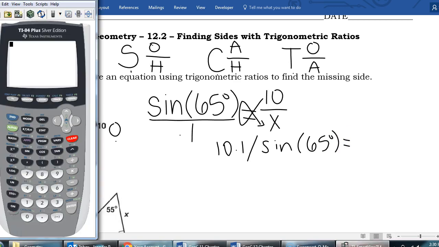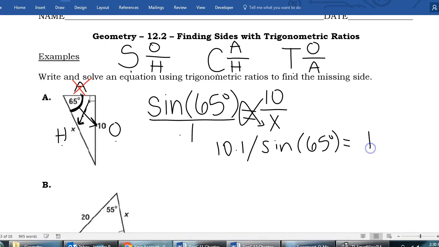If you are using your own personal device, you need to make sure that your calculator can handle degree mode. If it's only got radian mode, then you'll need to find another calculator. My calculator is already set up in degree mode, so I can do 10 times 1 divided by the sine of 65 degrees. And when I hit enter, it's telling me that the length of x, my hypotenuse, is 11.0. I guess I don't have a unit, do I? Centimeters, inches, doesn't say. 11. And that's it.